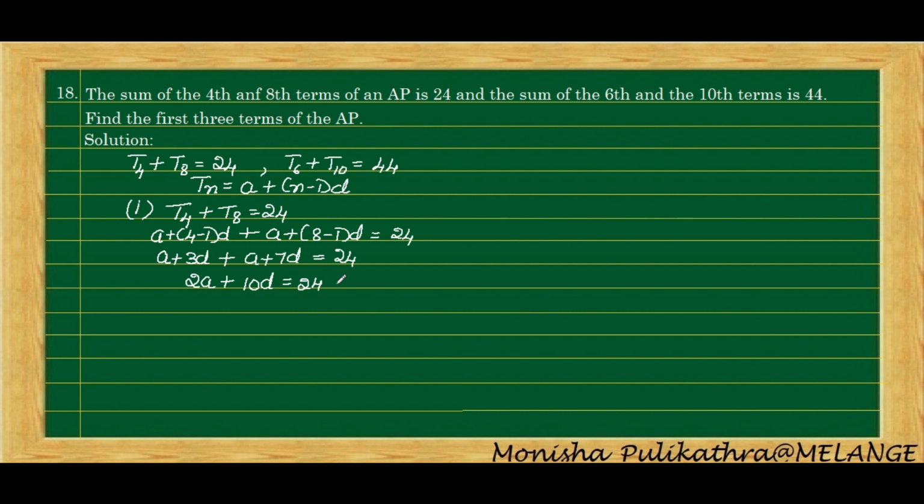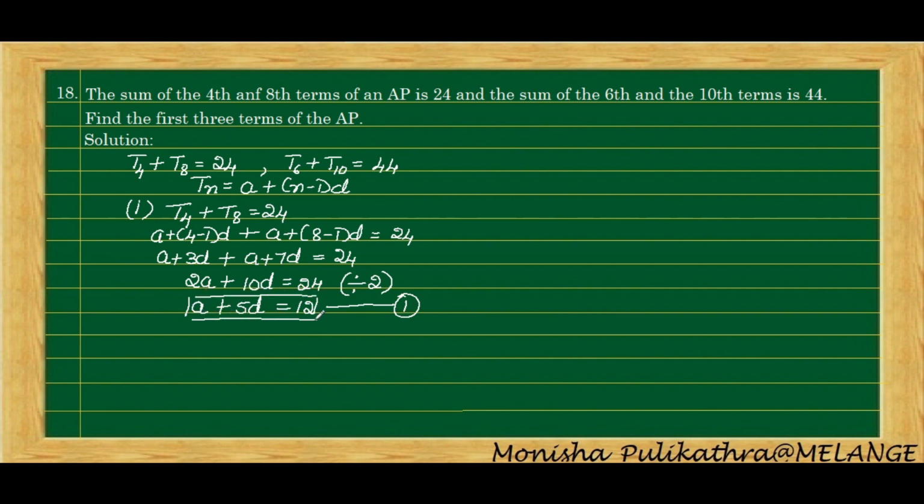After getting an equation, you need to find out whether there is any common factor. Here there is 2, 10 and 24. All the 3 numbers are divisible by 2. 2 ones are 2, 2 5s are 10 and 2 12s are 24. So this whole equation should be divided throughout by 2. When we divide by 2, it will become 1A, that is A. Next, 2 5s are 10, so it will become 5D. Next, 2 12s are 24, so it will become 12. Take it as equation 1. So this is the first equation.